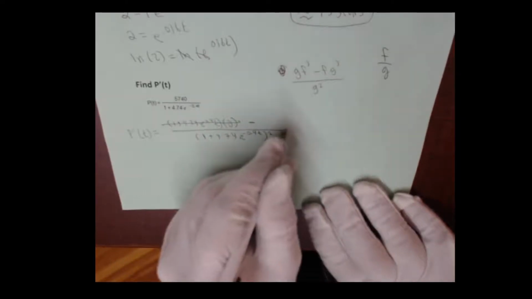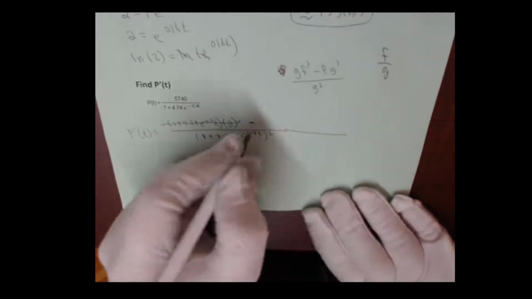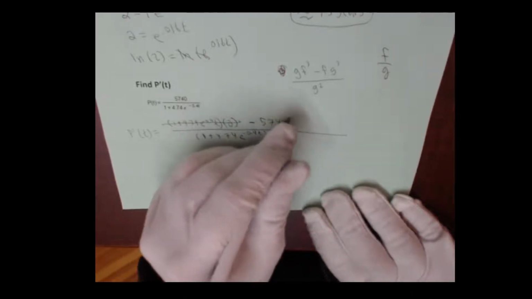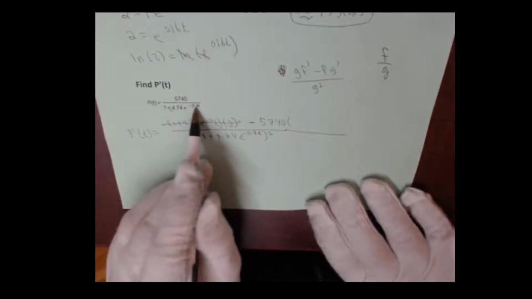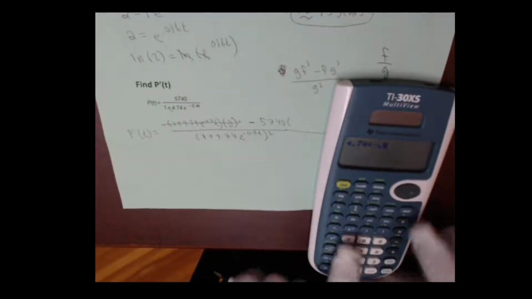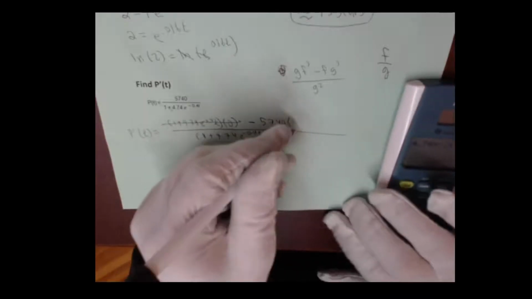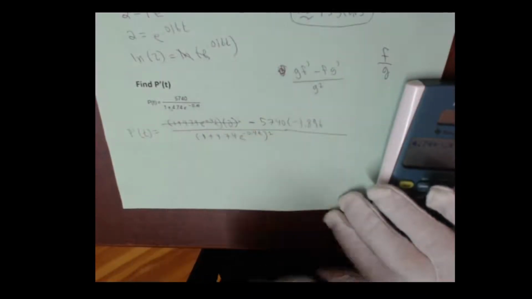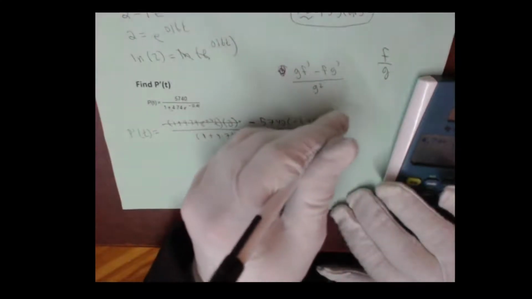Don't forget your negative sign though. Minus high times the derivative of the low, so 5,740 times the derivative of the low. So the derivative of the low, that 1 is going to go away, and we take the derivative of this, the negative 0.4 is going to come down and multiply by that 4.74. So let's do that. 4.74 times negative 0.4, we get negative 1.896 e to the negative 0.4t, and that's it. So there may be some more simplifying we can do, but I'm just going to leave my answer like that.